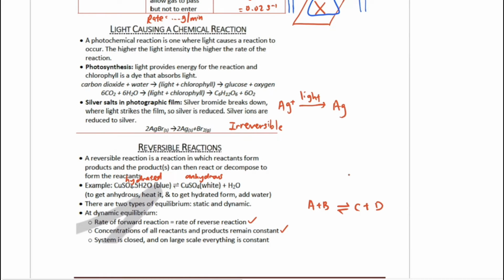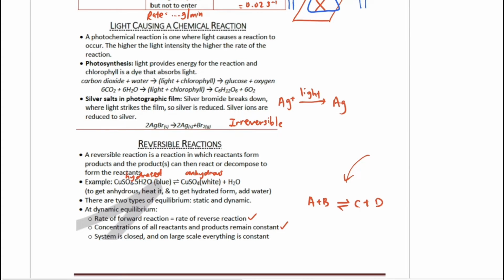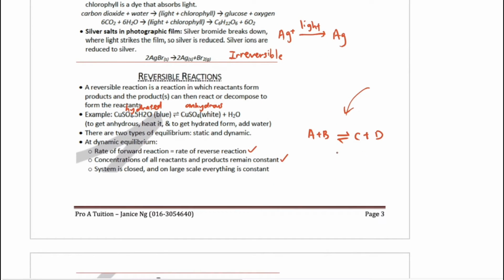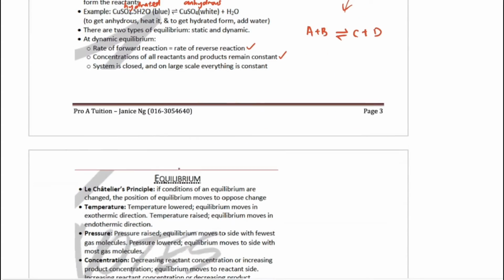The system is closed, that means you don't add something else to it. If you add something else to it, then the equilibrium is affected. For example, if you add more water to it, then the concentration has changed, and it is affected somehow. Or if you add more C to it, then that is not a closed system anymore, and the equilibrium will change somehow. Now, how does it change? We have the principle here, the Le Chatelier principle. If the conditions of an equilibrium are changed, that means it's not a closed system anymore.